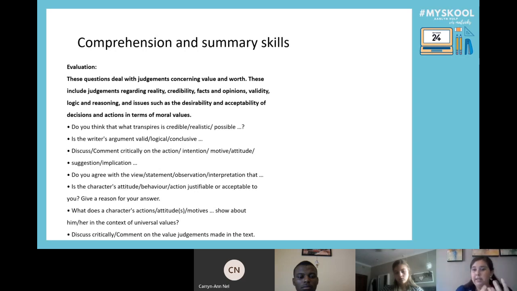People, we each have a set of values, but there are also universal values. Hey, respect, for example, is a universal value. We all want respect. So you must judge the character's actions according to that. Okay, discuss critically or comment on the value of judgments made in the text. To discuss critically means to take it apart and say, well, yes or no, it's working or it's not working.